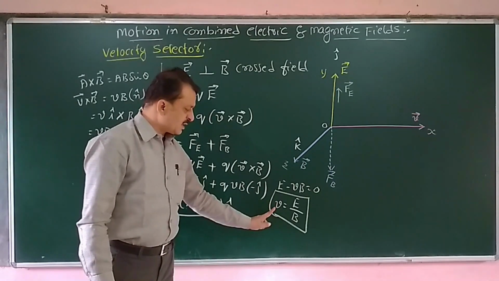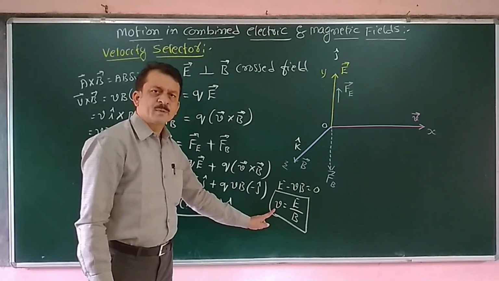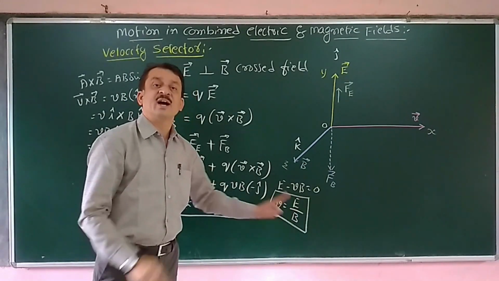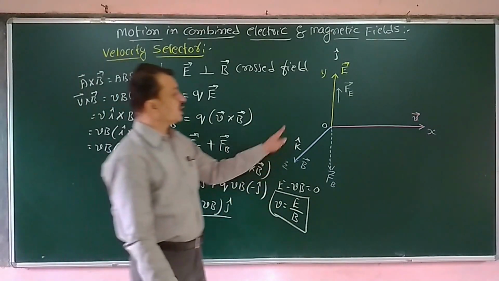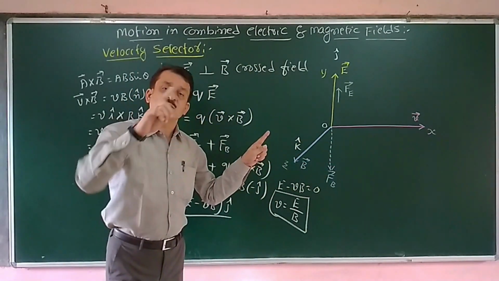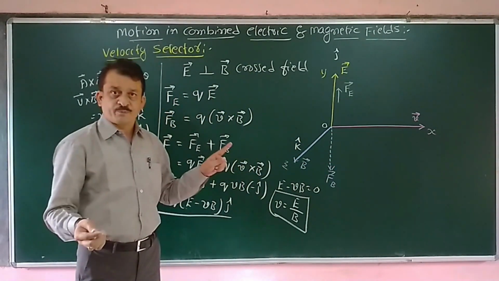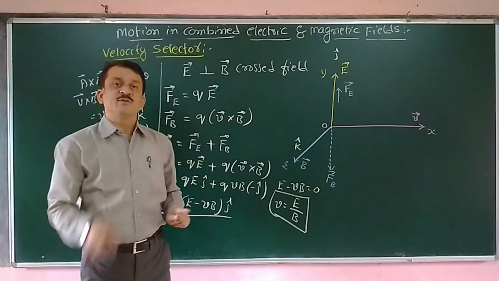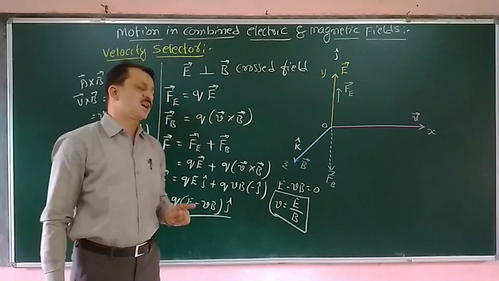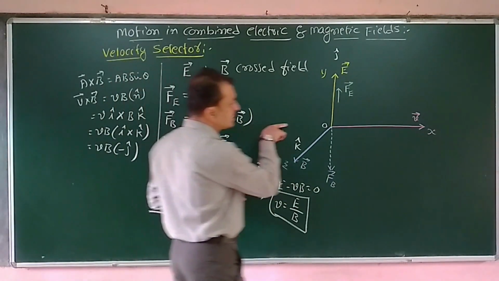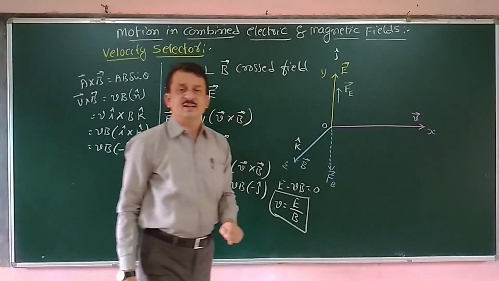The velocity of a particle is equal to the ratio of the electric field to the magnetic field. Now that particle experiences both electrostatic force and the magnetic force, but they are equal and opposite in magnitude. Therefore the net force becomes 0. Therefore, for this velocity, the particle will not experience any net force in that region.